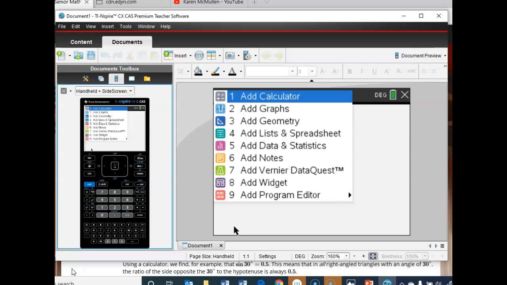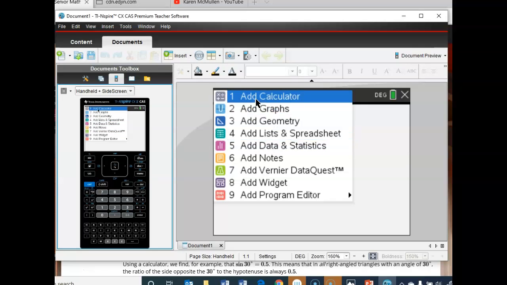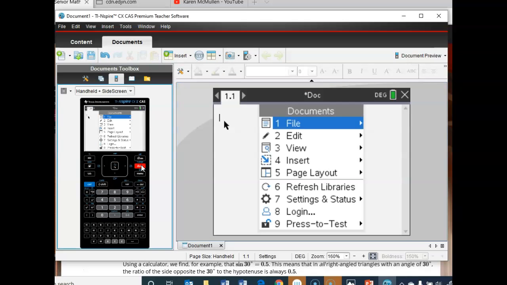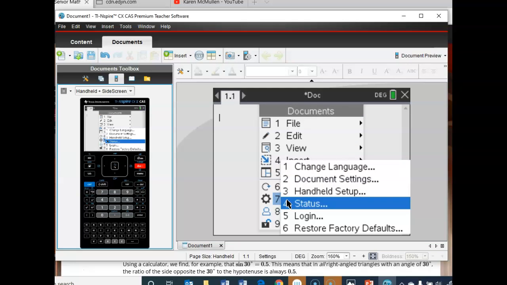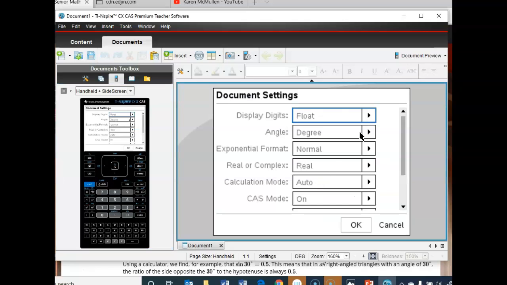All right, so with your calculator, we can just go to add calculator. We want to go into doc. Remember we're just changing to degree mode: settings, and document settings. There are lots of settings in here, and I probably mentioned a few of them to you before. The angle is what you want on degree mode. So if you're working with Methods as well, you'd be shifting between radian and degree mode.